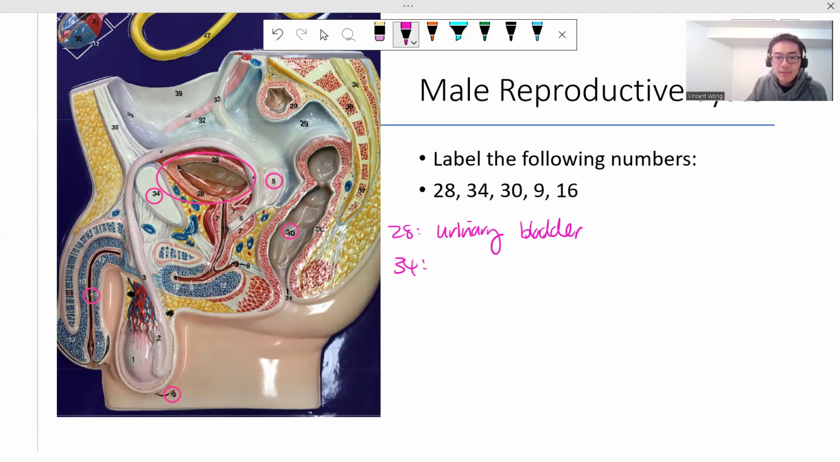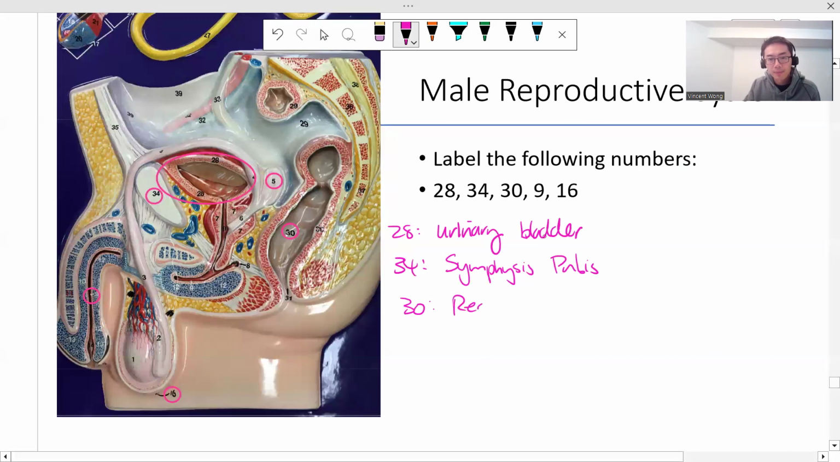Thirty-four is the symphysis pubis. What's 30? Rectum. That's the rectum. Yeah.